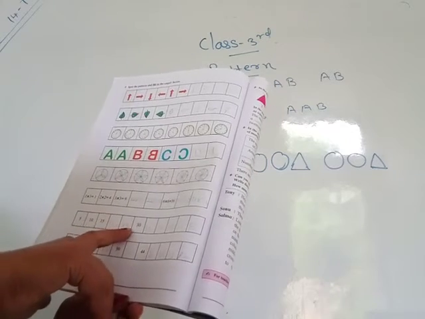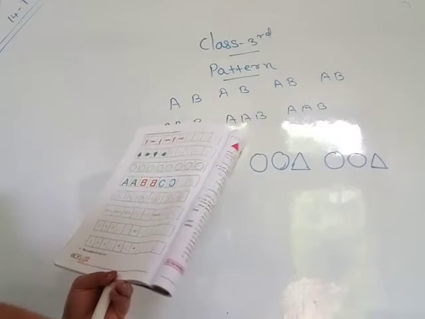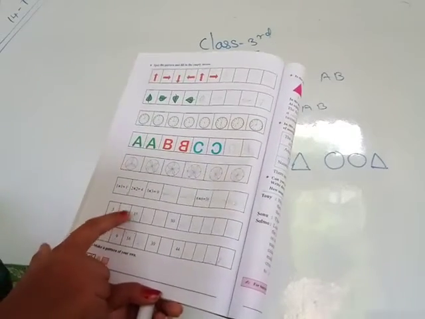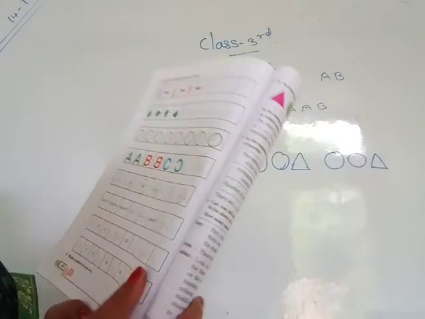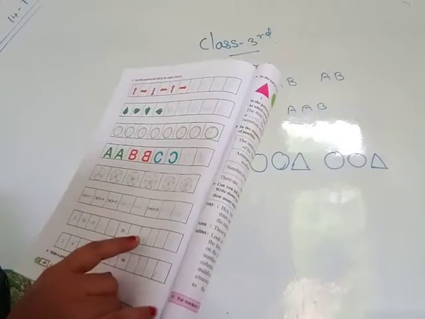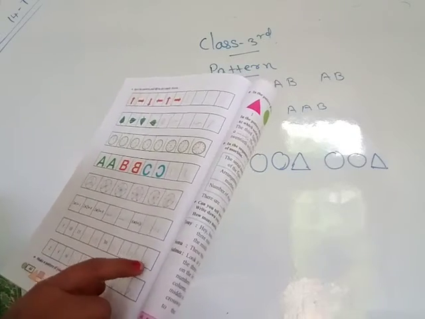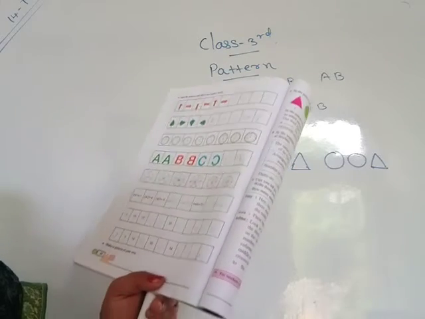Then see this table is given, the 5 table: 5, 10, 15. Then 2 empty boxes, afterwards the number 30 is given. Then you complete this 5 table. 5 ones are 5, 5 twos are 10, 15, 5 fours are 20, 5 fives are 25, 5 sixes are 30, 5 sevens are 35, 5 eights are 40, 5 nines are 45, 5 tens are 50, and again you write, to 50 you add 5, which means 55.